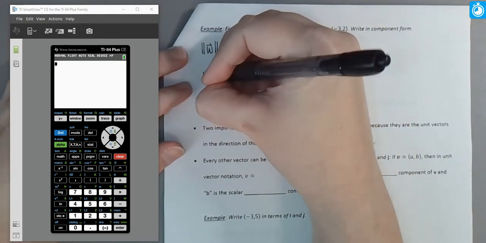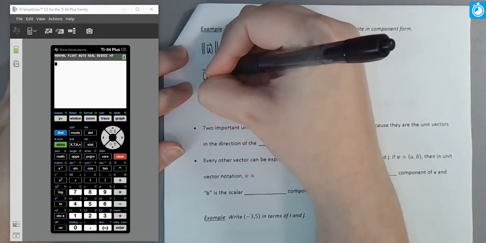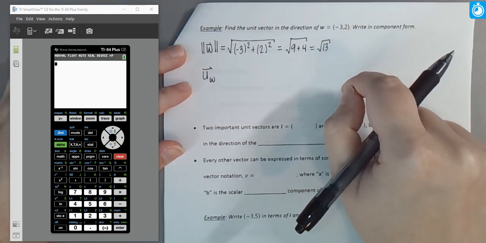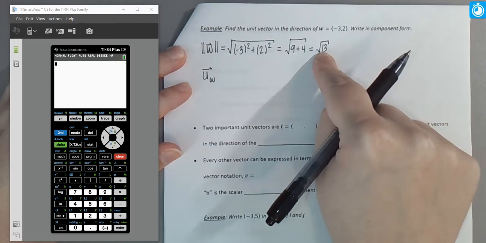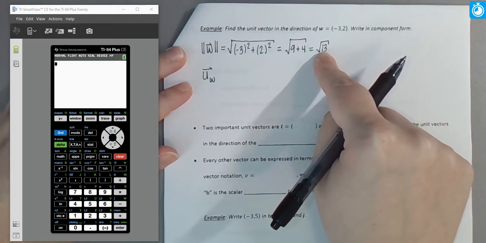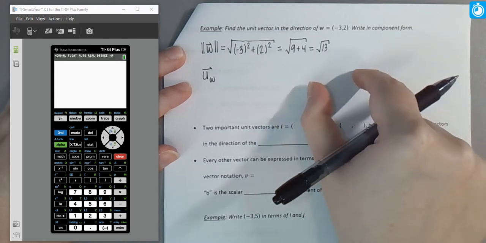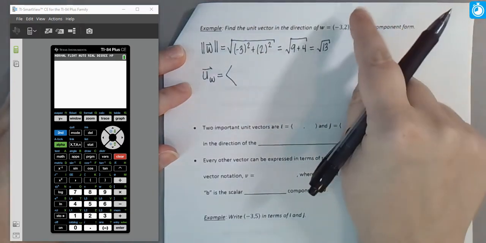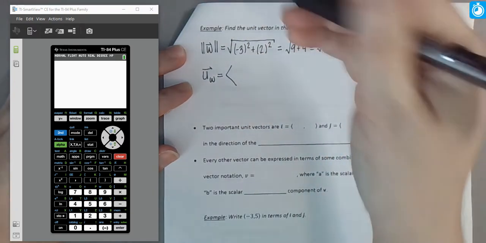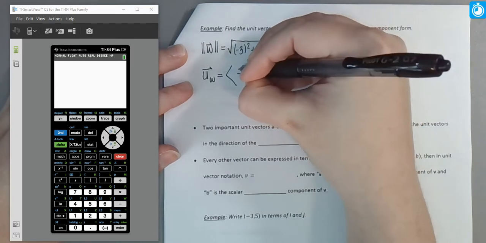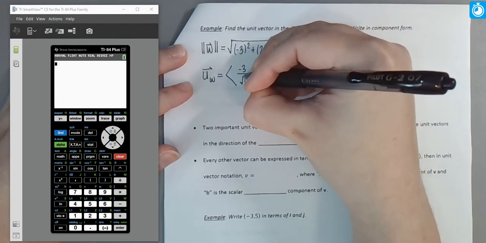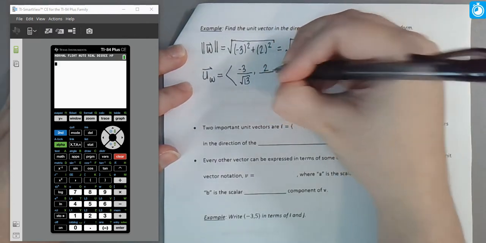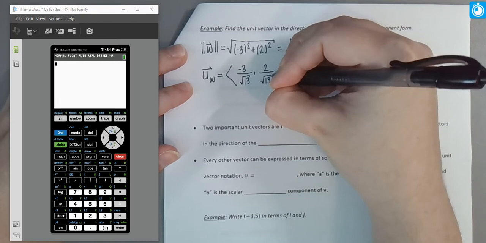So our unit vector in the direction of w is going to have the same horizontal and vertical component, but we're going to divide each of those components by the magnitude of w, which is then going to take that vector and it's going to shrink its magnitude. So my first component is going to be -3 divided by this distance. So -3 divided by √13. And then my second component is going to be +2 divided by √13.